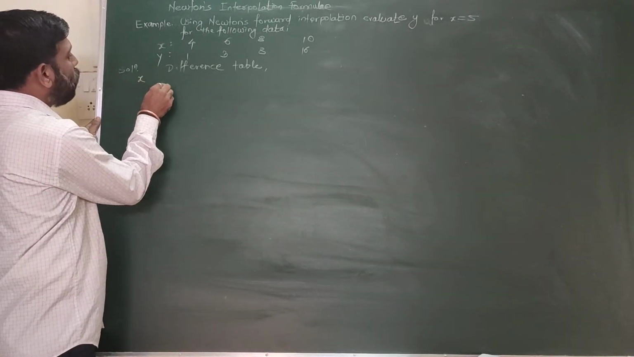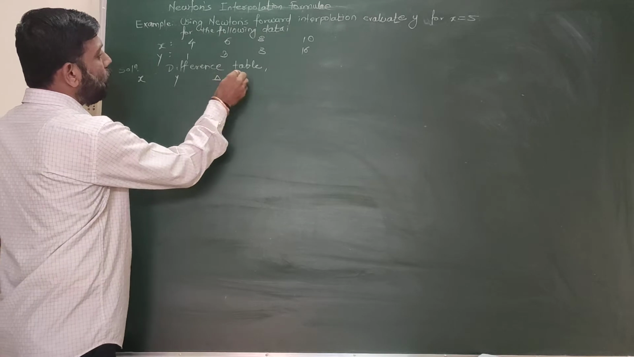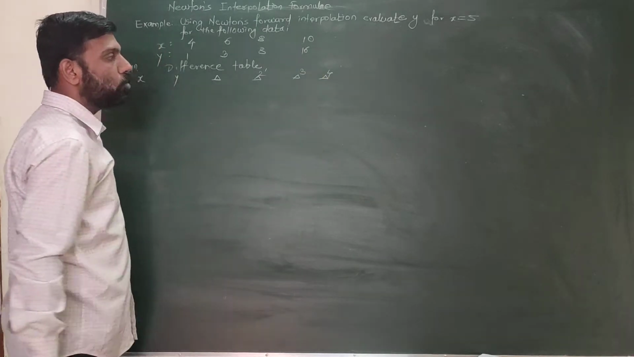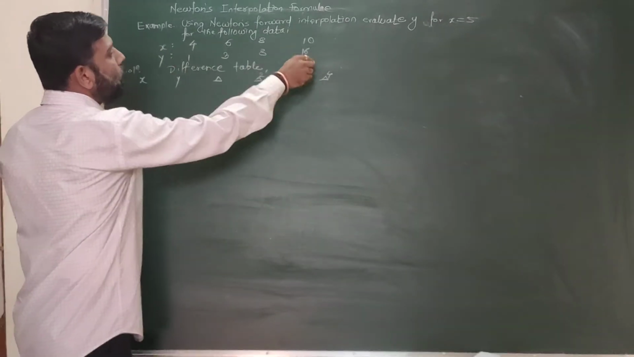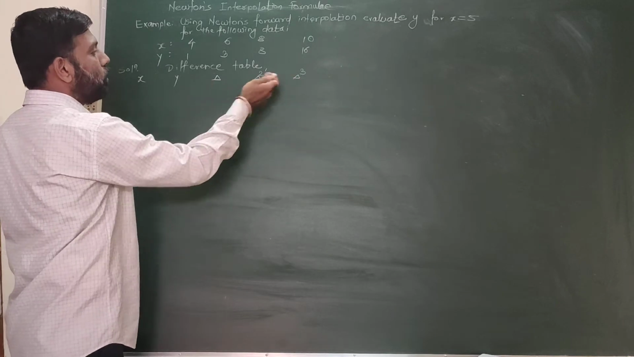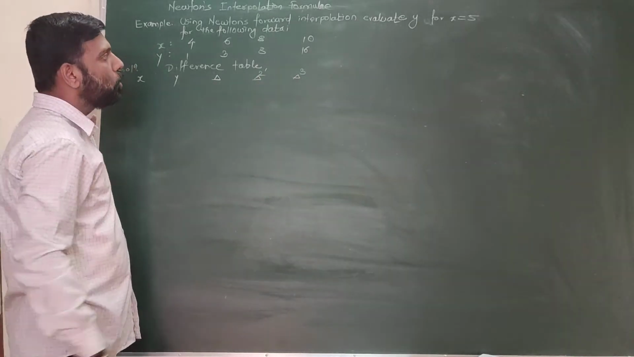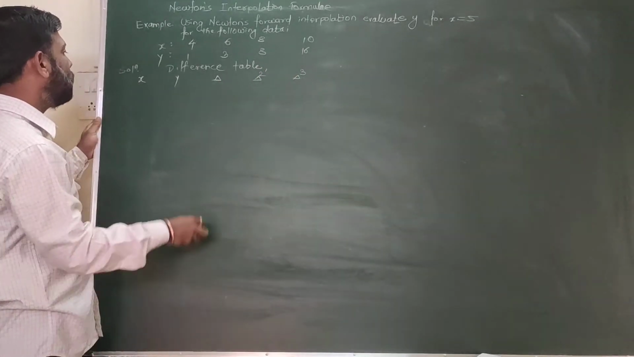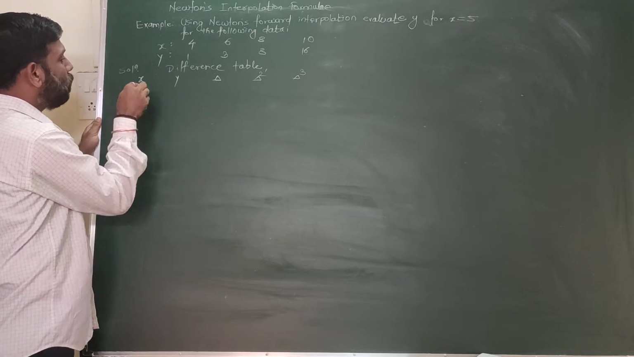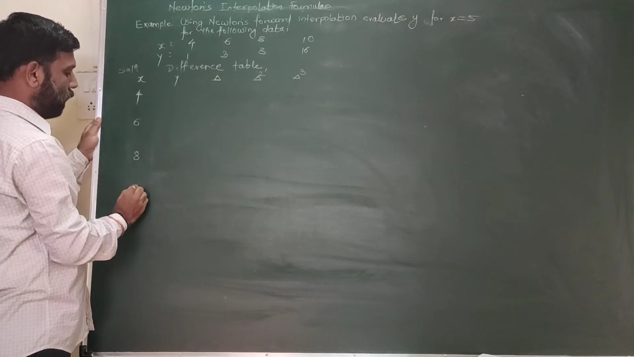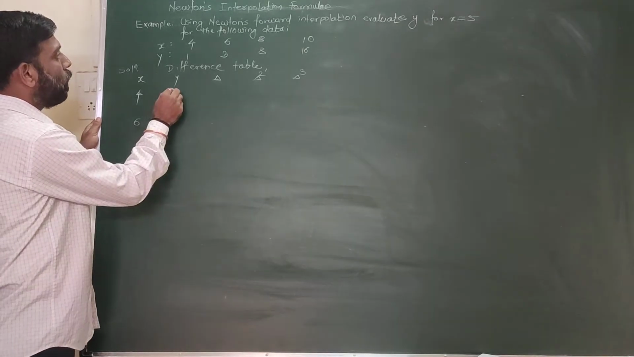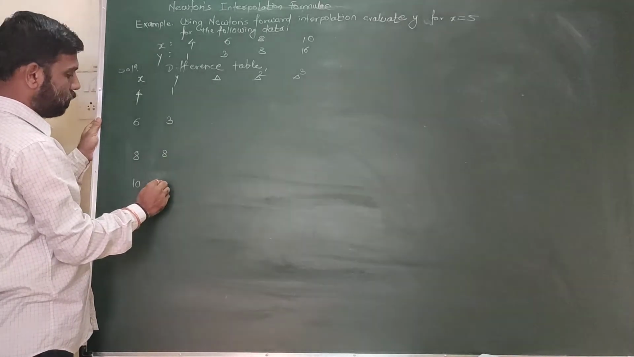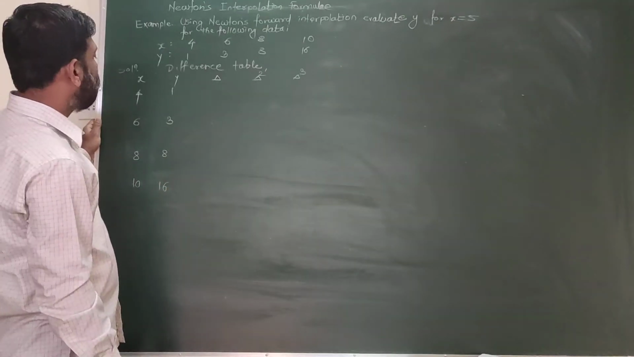In the difference table, the first column is x, then y, del square, del cube, and this is del raised to 4. There are 4 entries, so we have to complete del square and del cube. So there are 4 entries, so 4 minus 1, there are 3 columns of delta we have to perform. Now we'll write down 4, 6, 8, 10. The values of y in this column are 1, 3, 8, 16. Now continue the difference table.